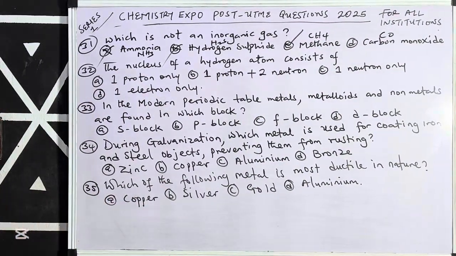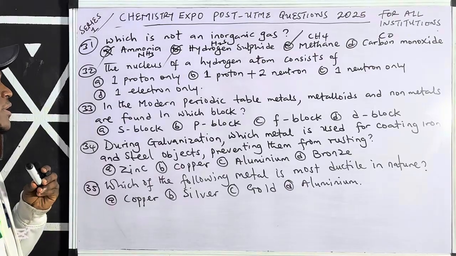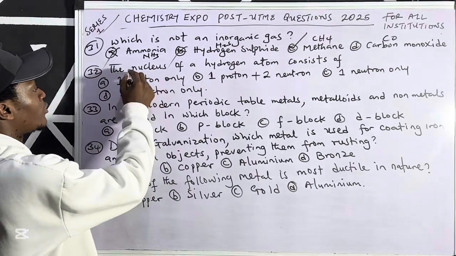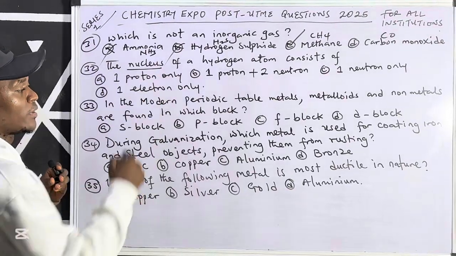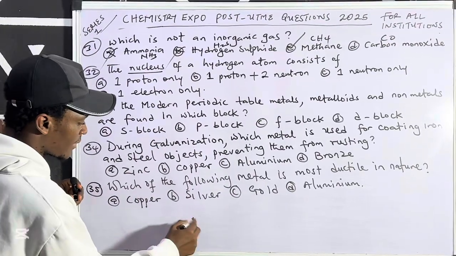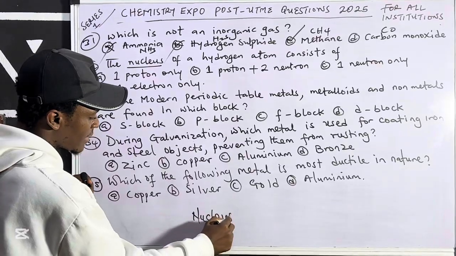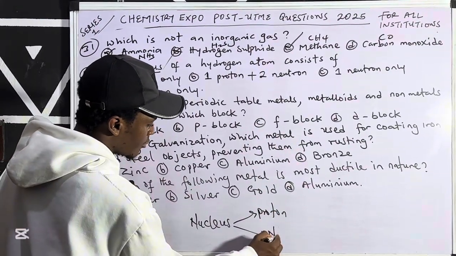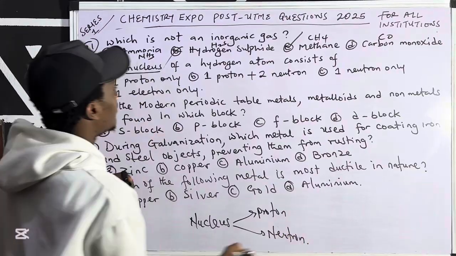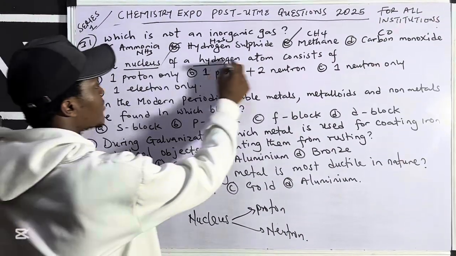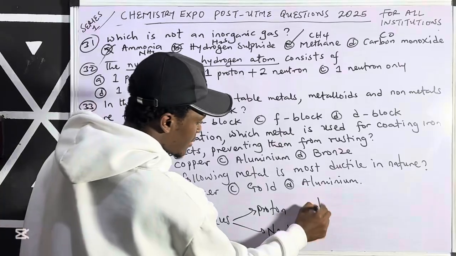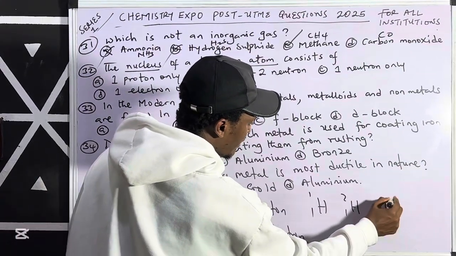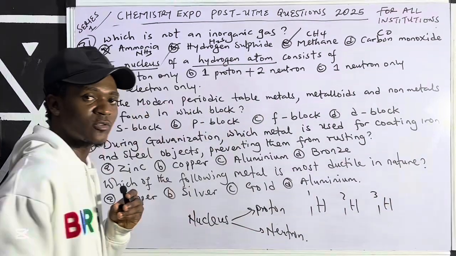Then let's see question 32. The nucleus of a hydrogen atom consists of, focus on this word, nucleus. Now what makes up the nucleus of an atom? The nucleus of an atom is made up of the proton and the neutron. But now, what did they ask of the hydrogen atom? Remember that hydrogen atom could be either H11, H21, or H31, talking about the isotopes.